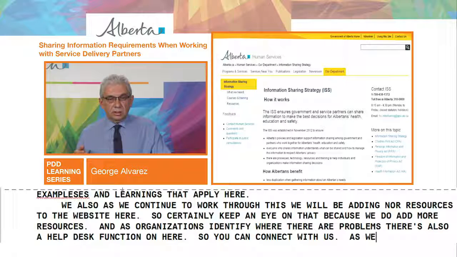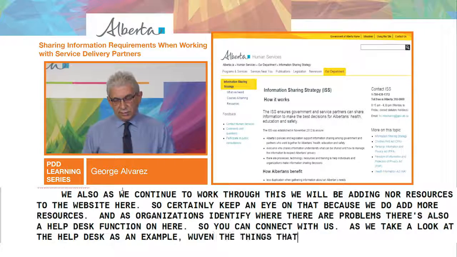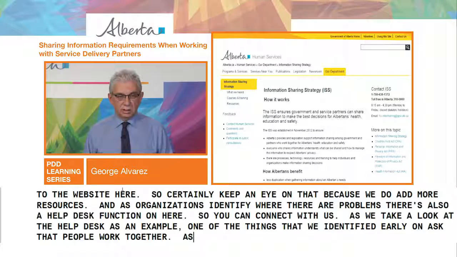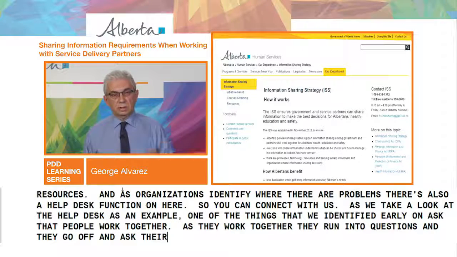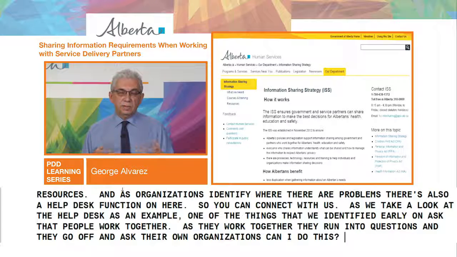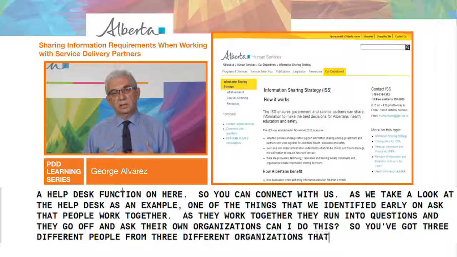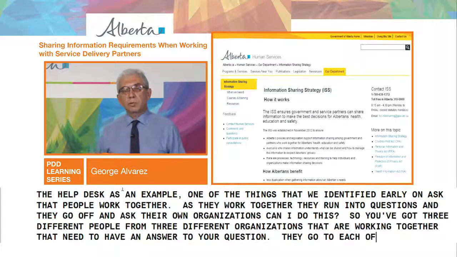As we take a look at the help desk as an example, one of the things that we identified early on was that people do work together. But as they work together, they run into questions, and they go off and ask their own organizations, can I do this, and can I do this? So you've got 3 different people from 3 different organizations working together who need an answer to a question. They go to each of their help desks and they come away with different answers.